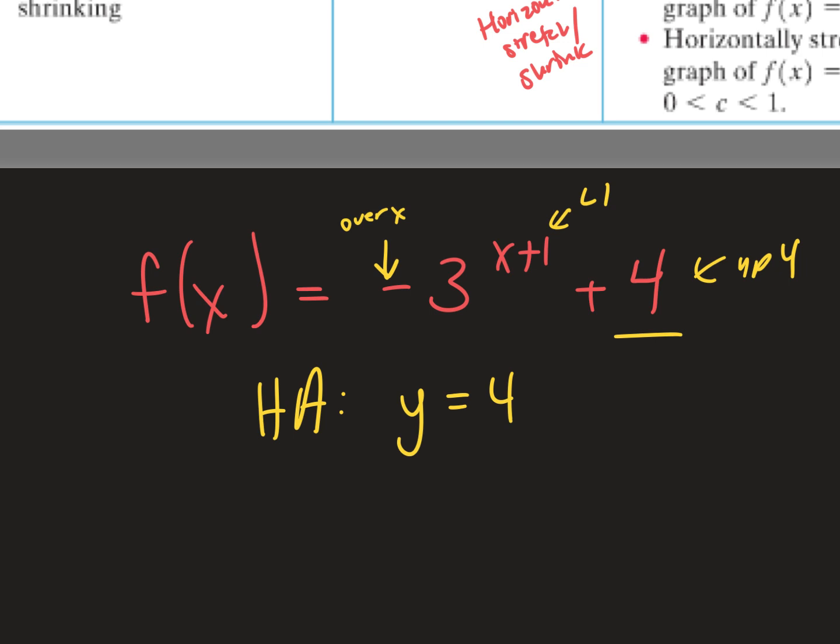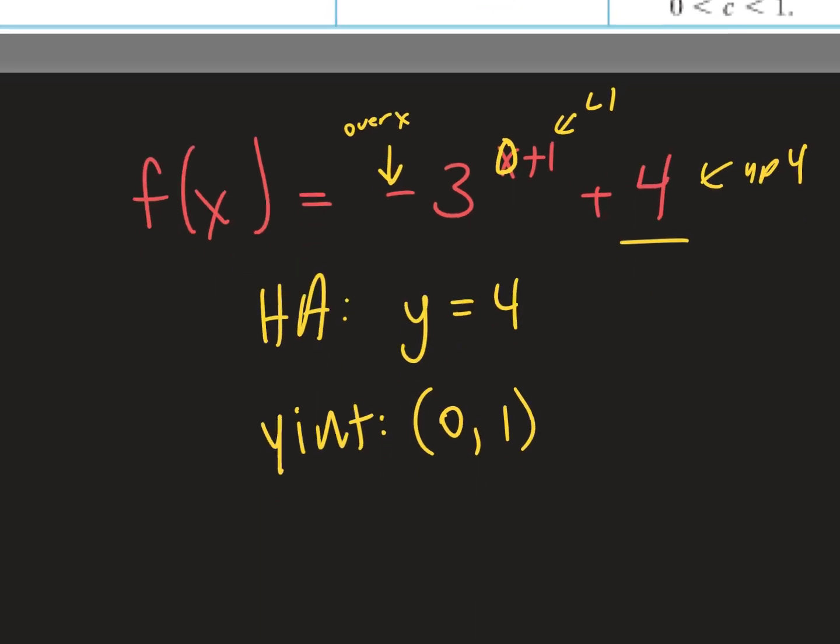Plug in 0. So think about this. If we're going to find the y-intercept, I'm going to plug in 0 right here. Well, what's 0 plus 1? 1. Okay, so what's negative 3 to the first power? Negative 3 plus 4. So your intercept would be there. What's the domain of this function?